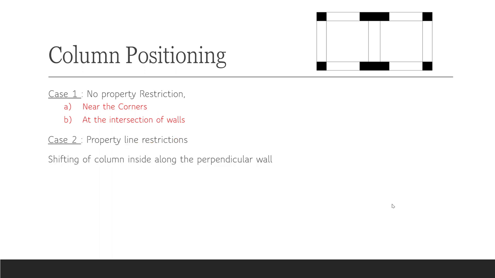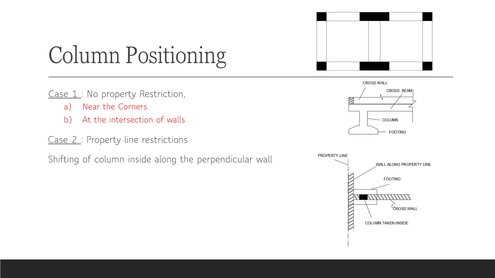There might be some issues regarding the property restrictions, because footing construction needs some extra space beyond property line. And hence, in such situations, column can be shifted inside along the perpendicular wall, called as cross wall, and bracketing can be provided to support those walls.